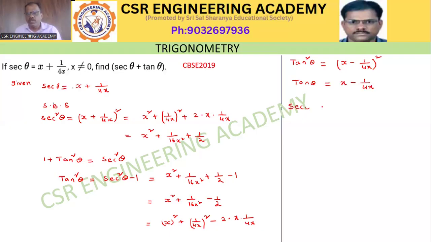Secant theta plus tan theta is equal to, secant theta is equal to x plus 1 by 4x, plus tan theta is equal to x minus 1 by 4x. The 1 by 4x terms cancel, x plus x is 2x. Therefore, secant theta plus tan theta is equal to 2x.